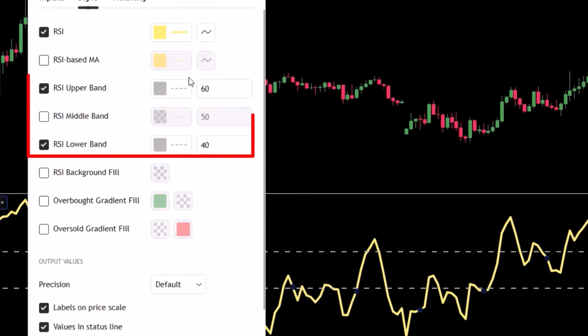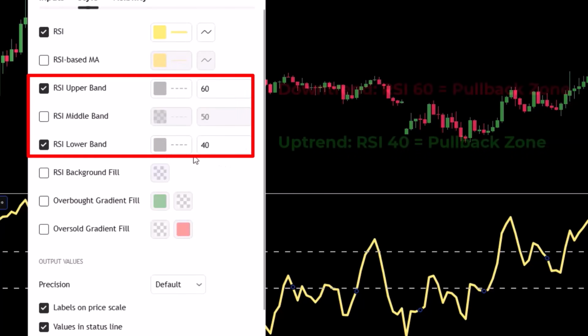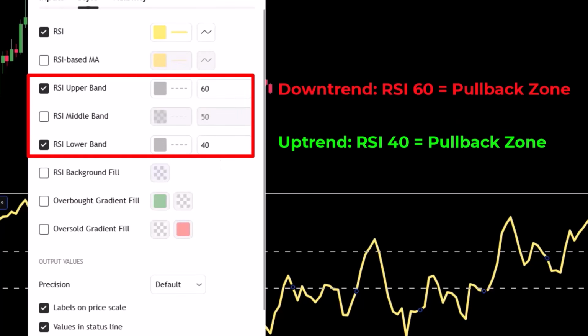The final part is the RSI levels. Instead of using the traditional 70 and 30 levels, this strategy focuses on 40 and 60. In an uptrend, RSI 40 can act as a pullback zone where buyers may return. In a downtrend, RSI 60 can show where sellers may start taking control again. Now we have our RSI settings, but we still need one important filter to know when to trade and when to stay away.